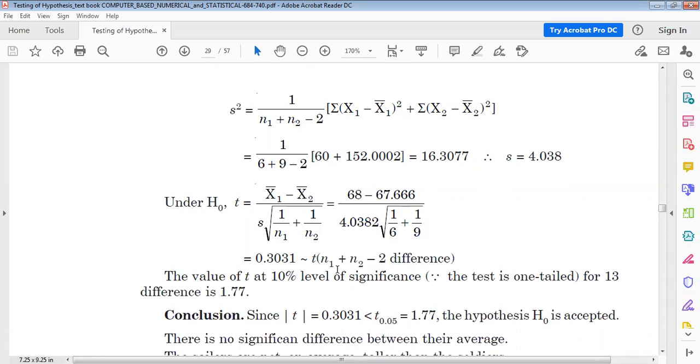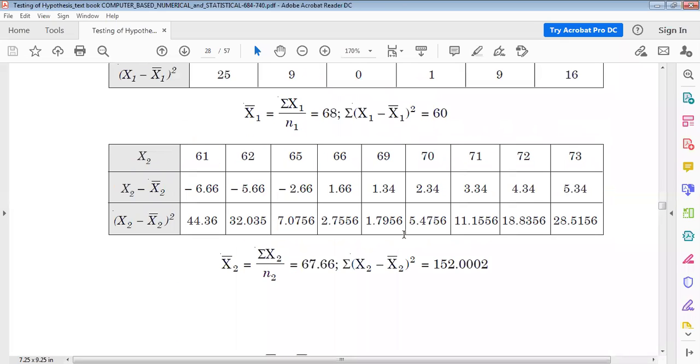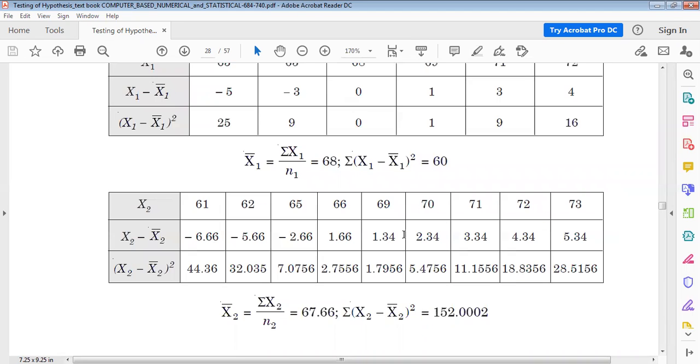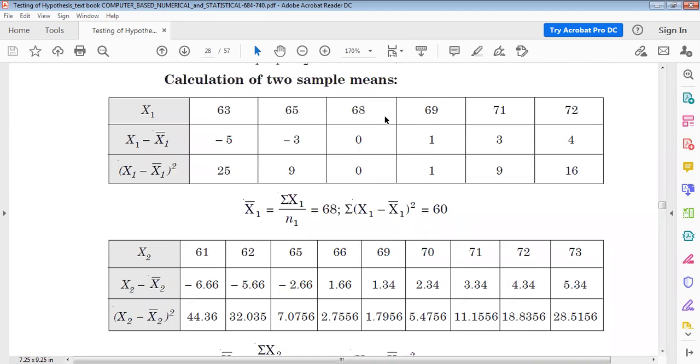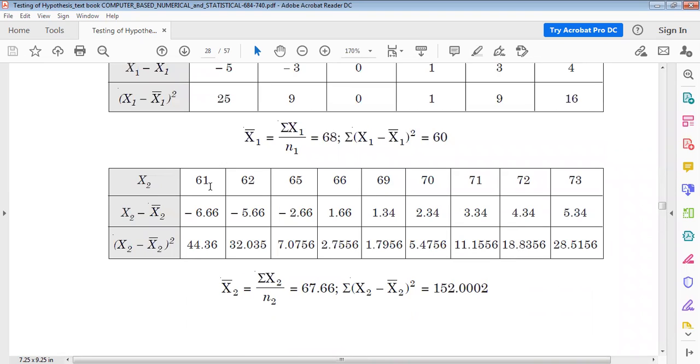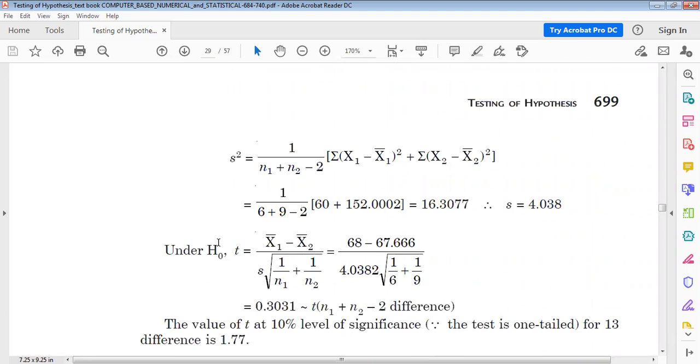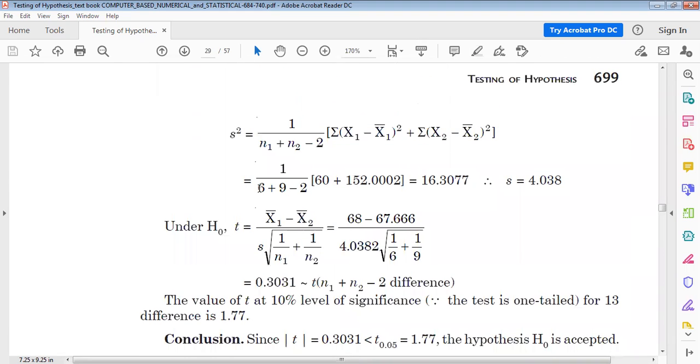For degrees of freedom n1 plus n2 minus 2, how many samples are here actually? First sample, how many here? 1, 2, 3, 4, 5, 6 samples. Second sample, 1, 2, 3, 4, 5, 6, 7, 8, 9 samples. So 6 samples and 9 samples. So 6 plus 9 minus 2, what?